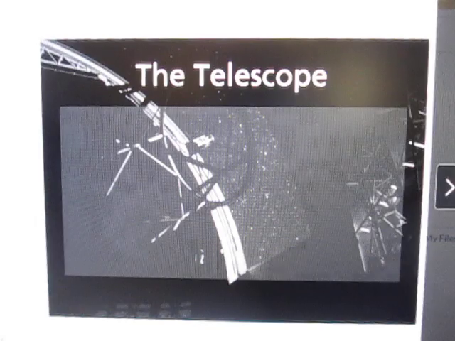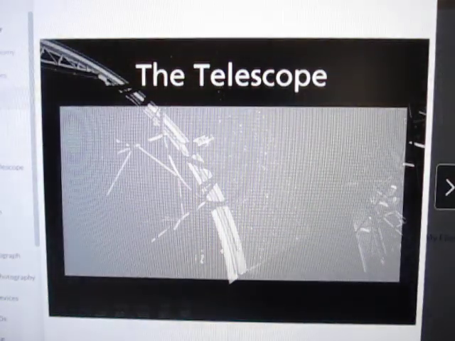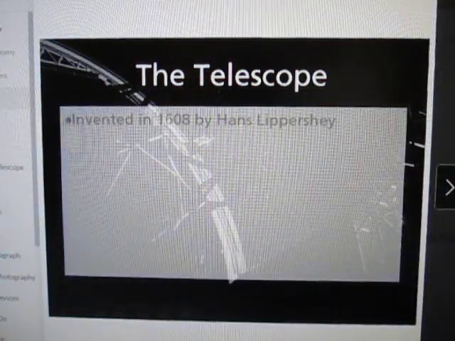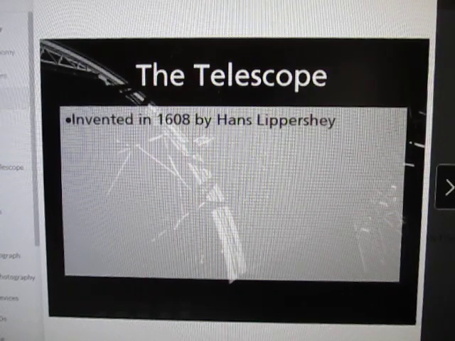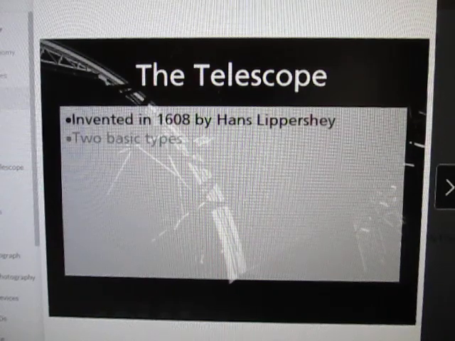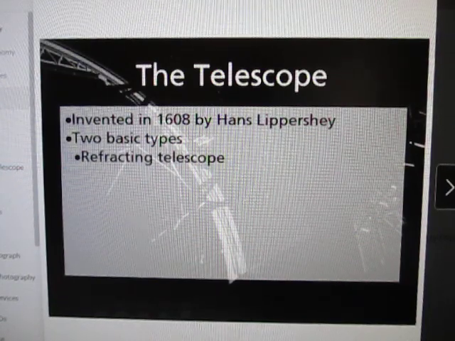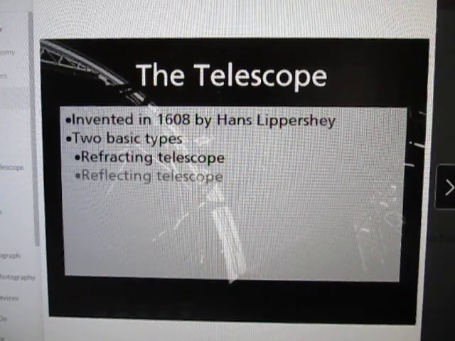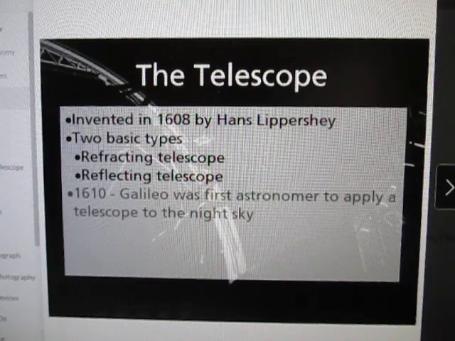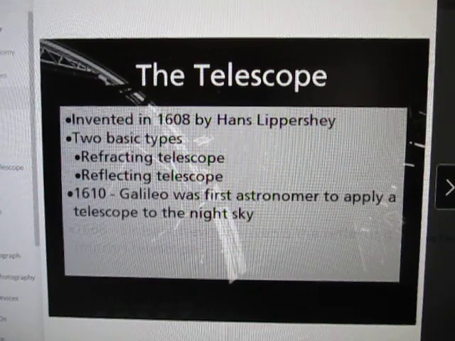First, the telescope was invented in Holland in 1608 by Hans Lippershey, a spectacles maker. Next, there are two basic types of telescopes. The first one is a refracting telescope, which uses a combination of glass lenses to bend light rays to a focus. The second type of telescope is the reflecting telescope, which uses mirrors to bring light rays to a focus.